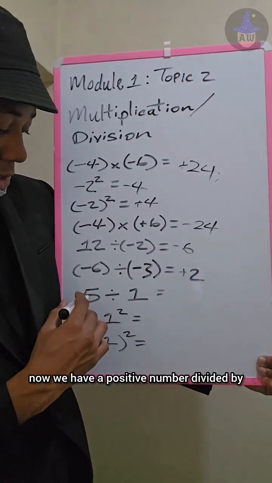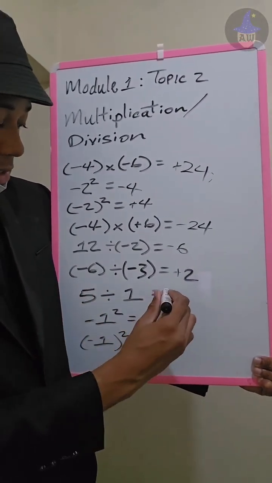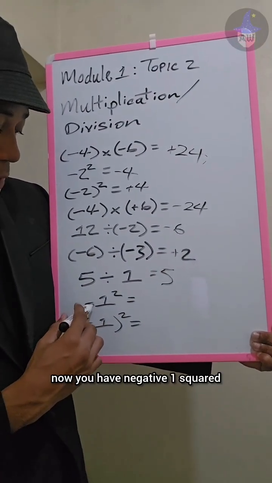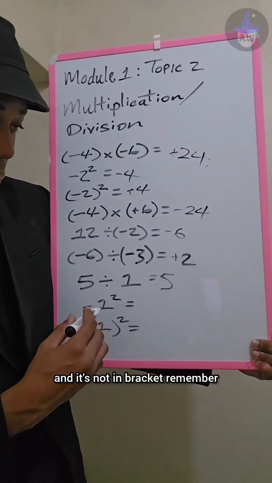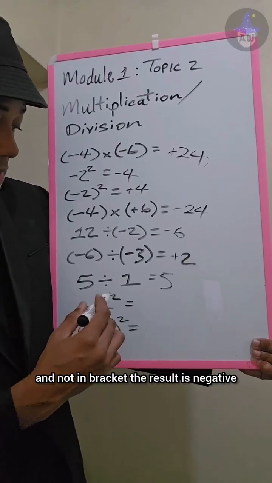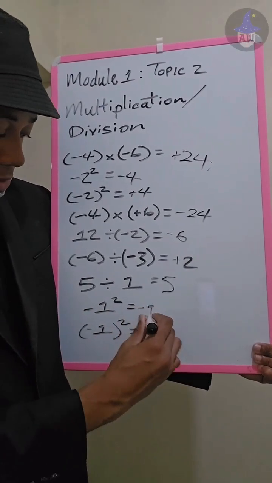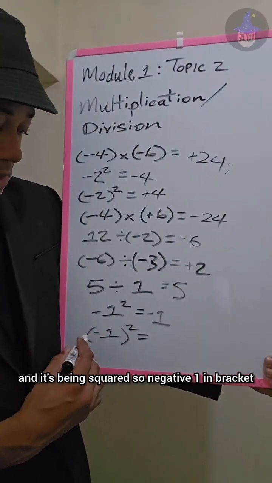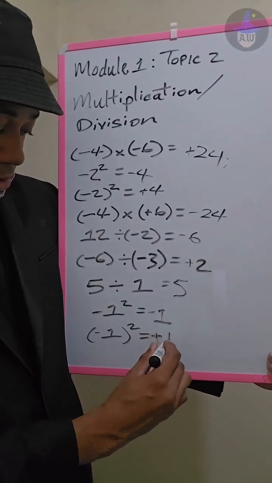Now we have a positive number divided by a positive number. 5 divided by 1 yields positive. Now we have negative 1 squared, and it's not in bracket. Remember, if a number is being squared and it's negative and not in bracket, the result is negative. So negative 1 squared is negative 1. Now here, the negative 1 is in bracket and it's being squared. So negative 1 in bracket squared is positive 1.